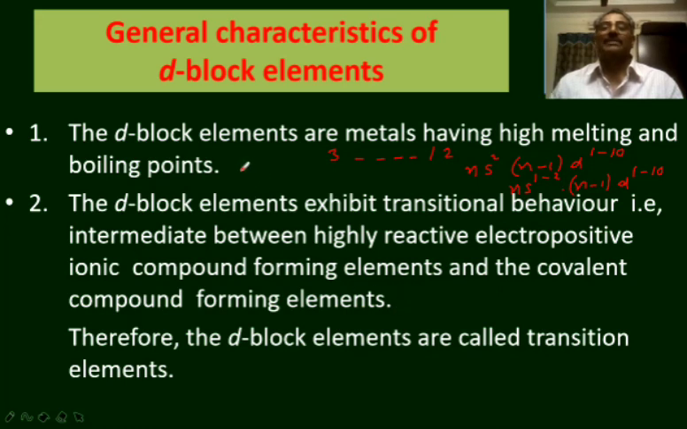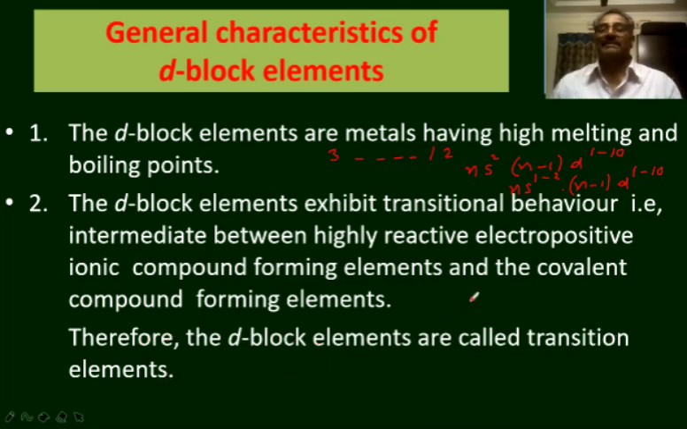You know that S block elements are the ionic compound forming elements and P block elements are the covalent compound forming elements, and these elements show the intermediate behavior. Because of that, these are placed in between S block and P block in the periodic table. Therefore, the D block elements are called transition elements.